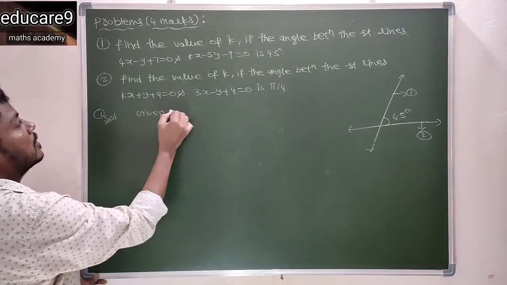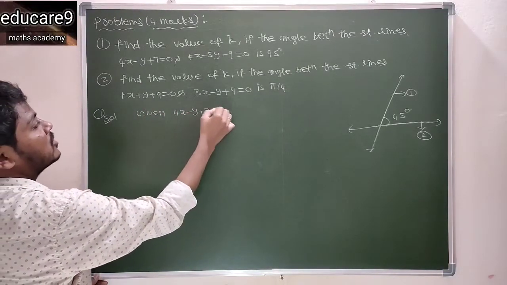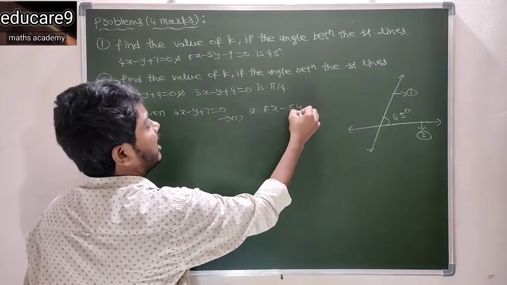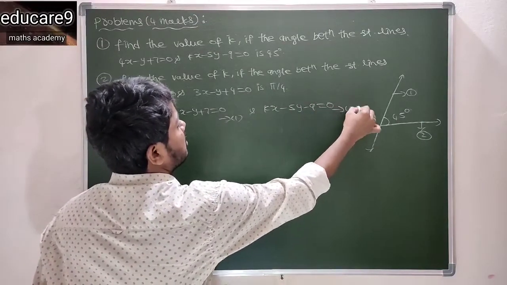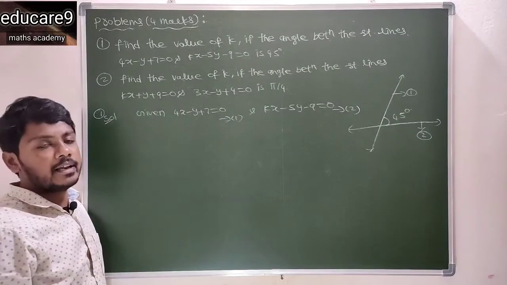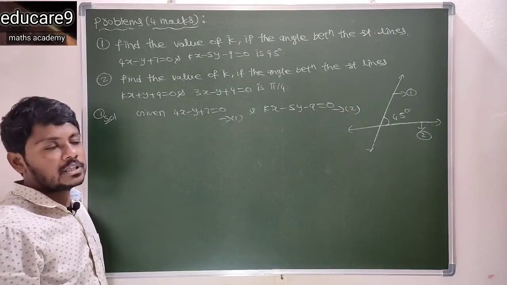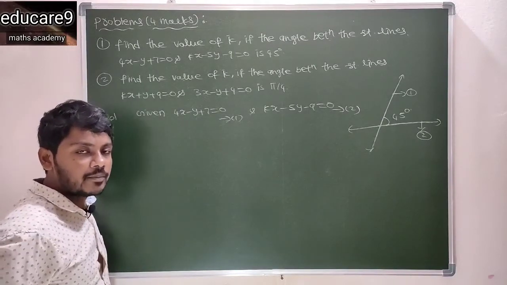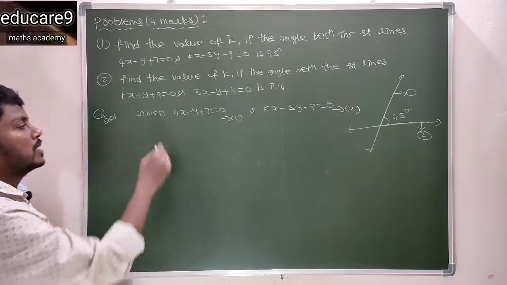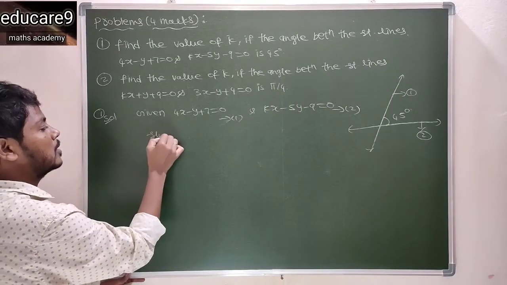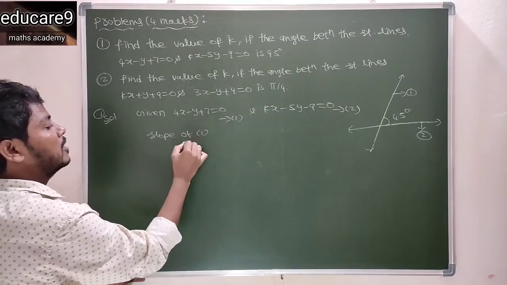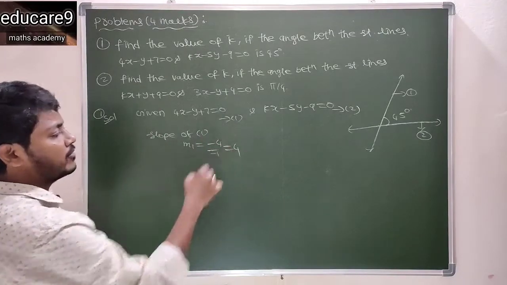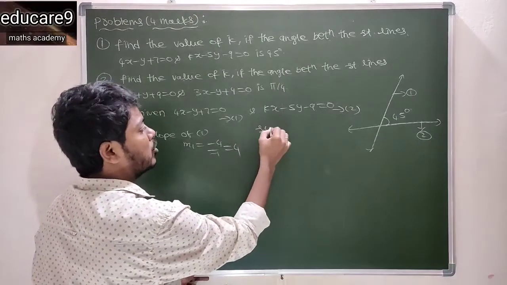Given lines 4x minus y plus 7 equals to 0. This is equation 1. And kx minus 5y minus 9 equals to 0. This is equation 2. So find the slopes of the two lines and apply tan theta. That is, the angle between two lines is theta. Then tan theta is what? Modulus of (m1 minus m2) by (1 plus m1 m2). So see here clearly slope of 1. So m1 is equal to what? Minus a by b. That is minus 4 by minus 1. You will get 4.